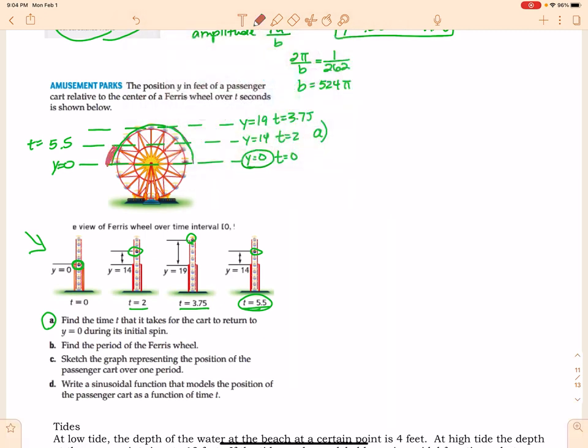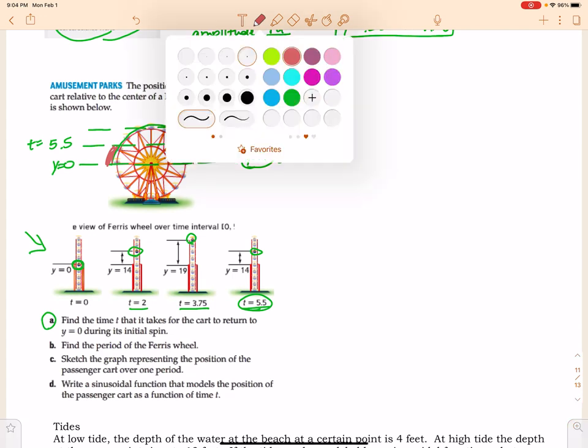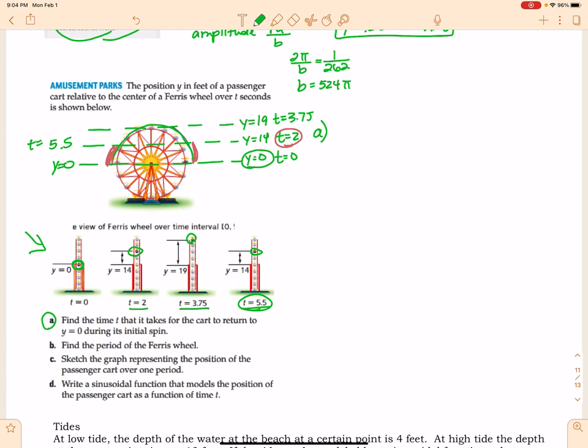Well, if from y equals 0 up to 14 is 2 seconds, then it stands to reason that it would take 2 more seconds in that direction. So for part A, the time it would take would be 5.5 plus 2 seconds. So that would be 7.5 seconds.